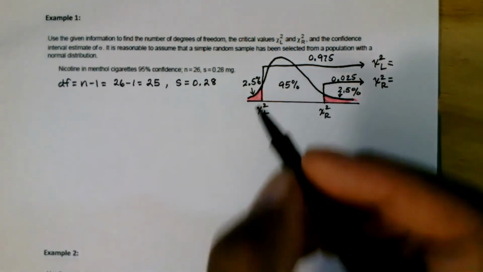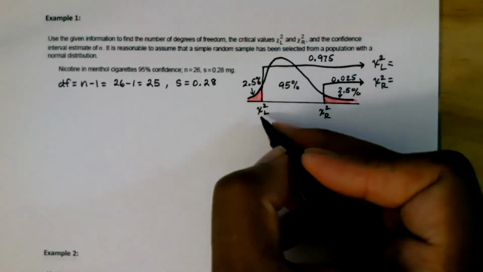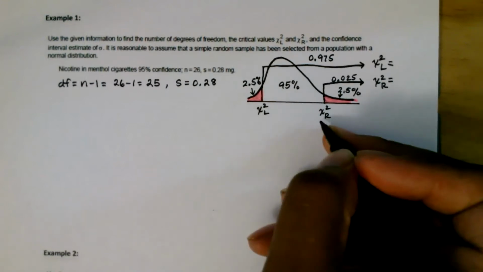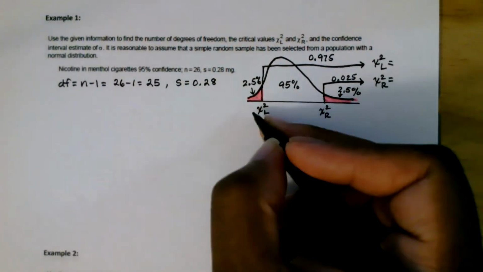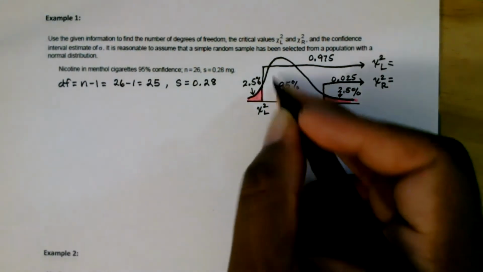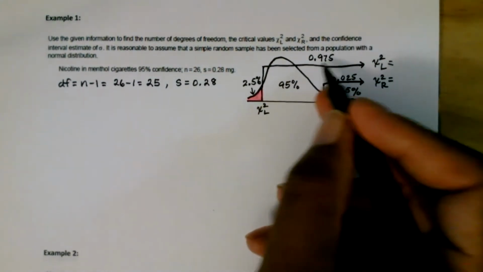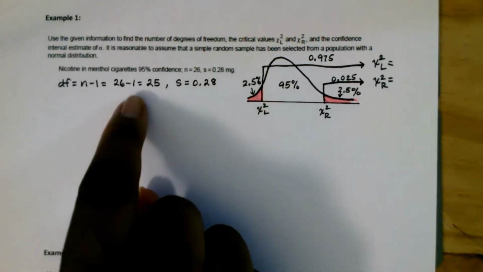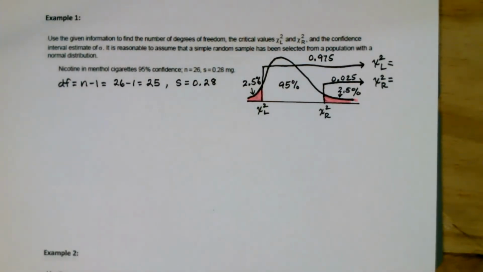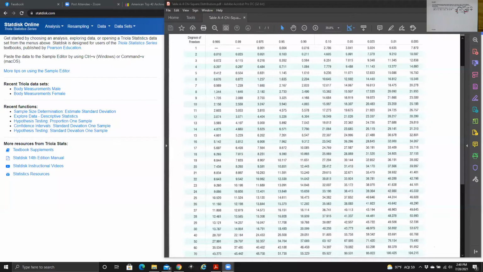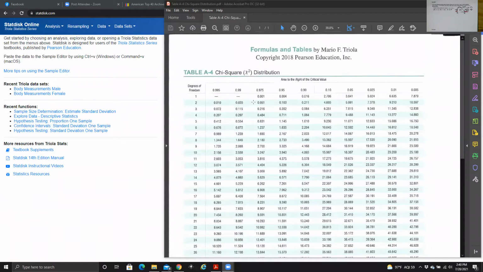All right, so now we're going to use table A-4 to get the chi-square critical value on the left and the chi-square critical value on the right. Let's start with the chi-square critical value on the left. We have 0.975 here, and our degrees of freedom is 25. So I'm going to switch over to another screen to get my table here. So here's table A-4, the chi-square distribution.